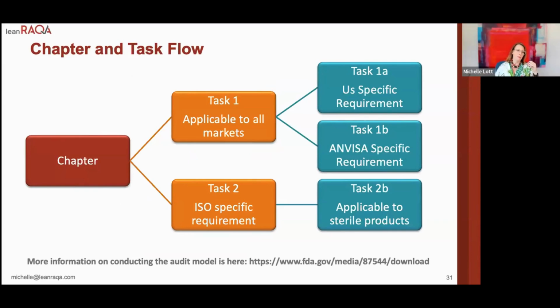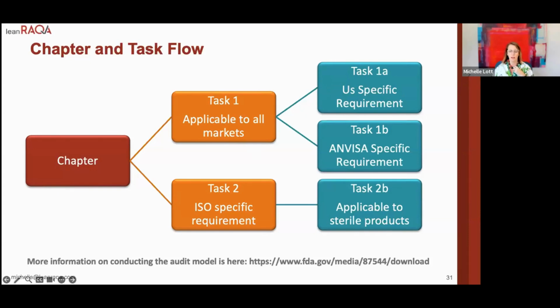And so the way the MDSAP is currently structured, there are chapters, which are those main subsystems we just talked about. The chapters are broken down into tasks. They start with tasks that are applicable to all the markets, so this is the overarching ISO 13485 checks the box. And then they get into ISO specific requirements, very line item. And then a task can have subtasks where you get into country specific, like, well, in the FDA, you need to look at this difference in the USA.